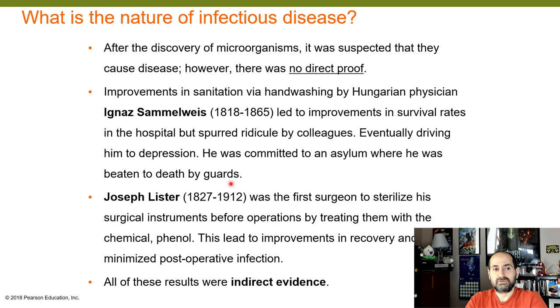Joseph Lister, he was a surgeon, and he was the first to sterilize his surgical instruments before operating. So what he would do, instead of just hacking off a limb with a rusty saw, he would treat the area with phenol, a very powerful disinfectant, and he would also treat his surgical instruments with phenol. In fact, phenol is a sterilant. And then this led to improvements in recovery and minimized postoperative infection. So he was the first surgeon to sterilize his equipment, his surgical instruments. But again, all of these were indirect evidence of the germ theory of disease. It wasn't until Koch came along, linking a particular causative agent to a disease, that we really started getting concrete answers as to what causes disease.